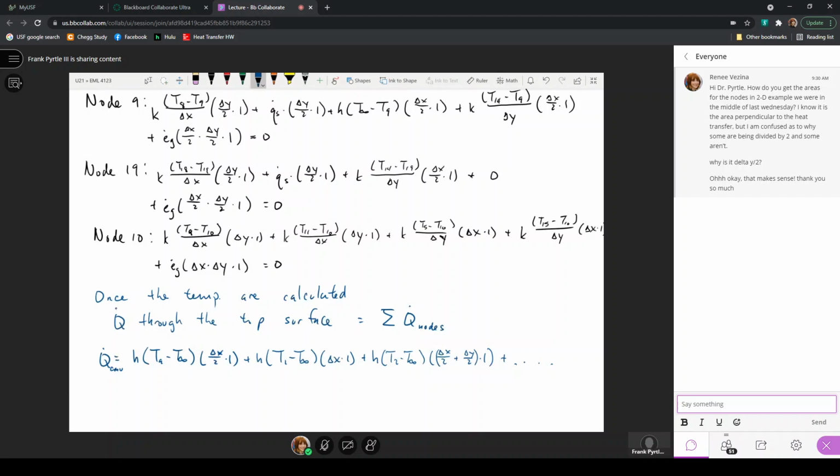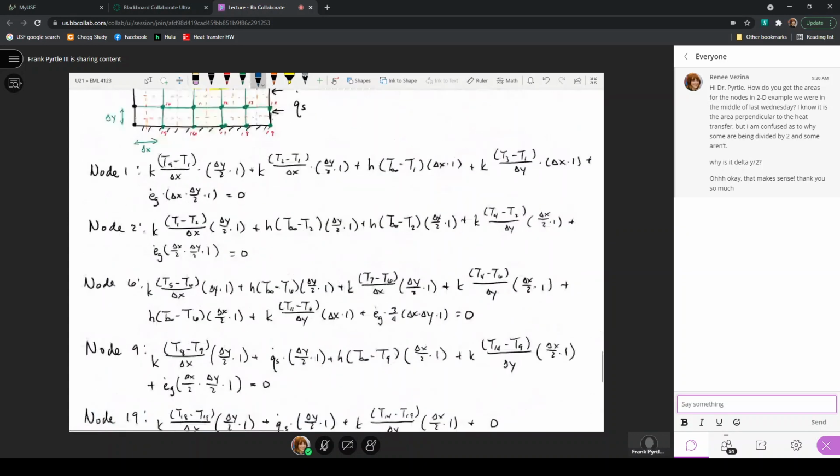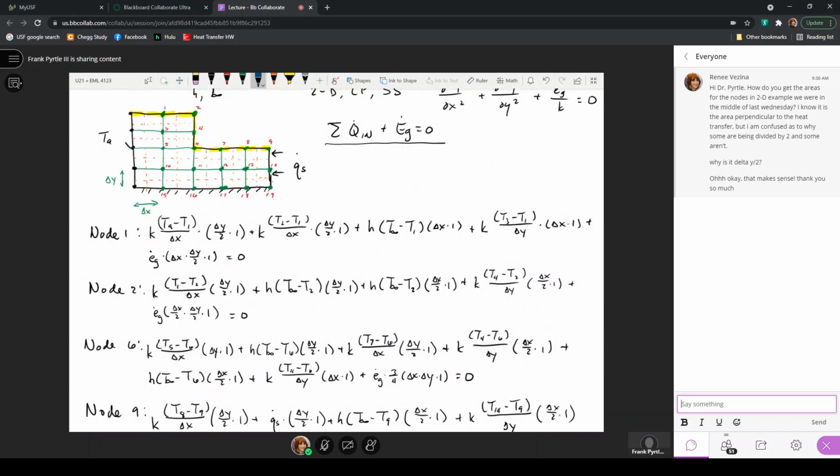And that allows us to write the heat transfer rate by convection out of the top surface of that object. If you were asked, what is the heat flux into the object on the right-hand side? Well, that would just be this heat flux that will be specified times this entire surface area here.